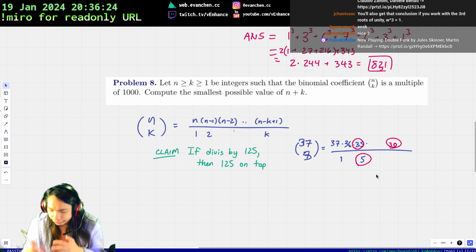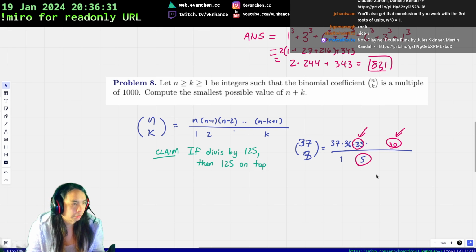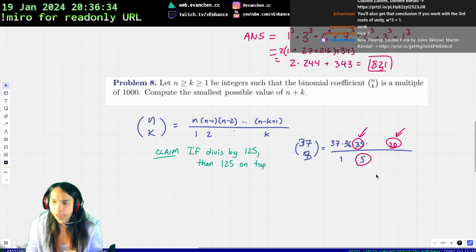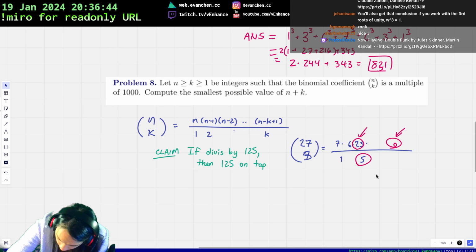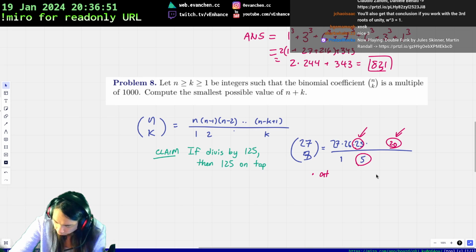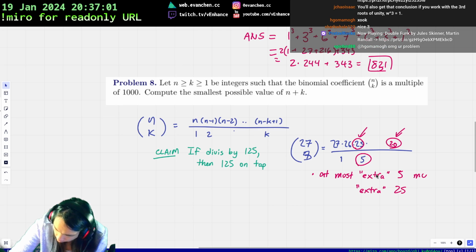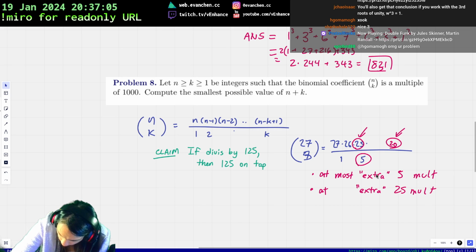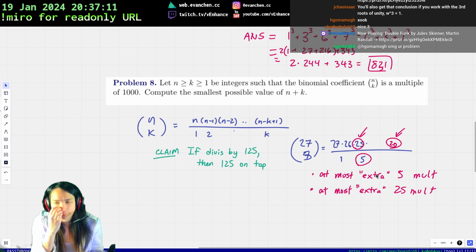So if you had 37 choose 7, you only have the 35. You have 37 choose 8, you have both the 35 and the 30. But it's always plus or minus 1 from dividing by 5. And the same is true for multiples of 25, like if I had done 27 choose 8, for example. That's probably a better example. You have at most one extra multiple of 5 and at most one extra multiple of 25. And if that's the case, you will never have enough powers of 5. You can get up to 2 extra powers of 5 using these.